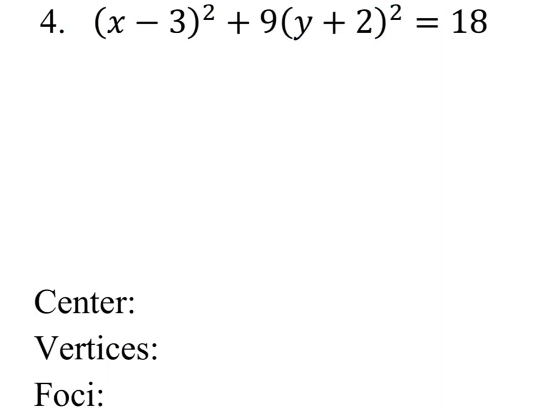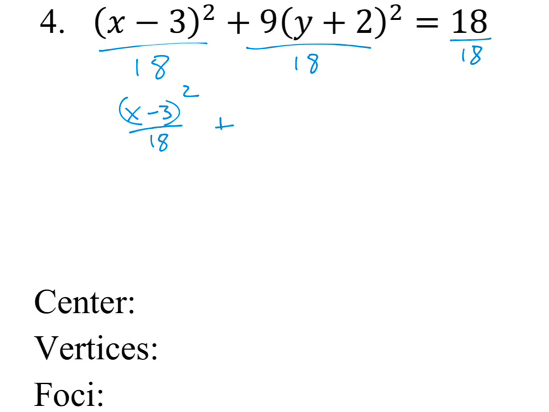Starting on this one, this is not the same 4 that's on that first page there. This is actually 4 on the next part. Sorry about that. The numbers just kind of repeat, but you're going to have to deal with it. We again need this to equal 1, so we're going to divide both sides by 18. So we got x minus 3 squared over 18, plus 9 18ths is 1/2, so you got y plus 2 squared over 2, and it's going to equal 1.